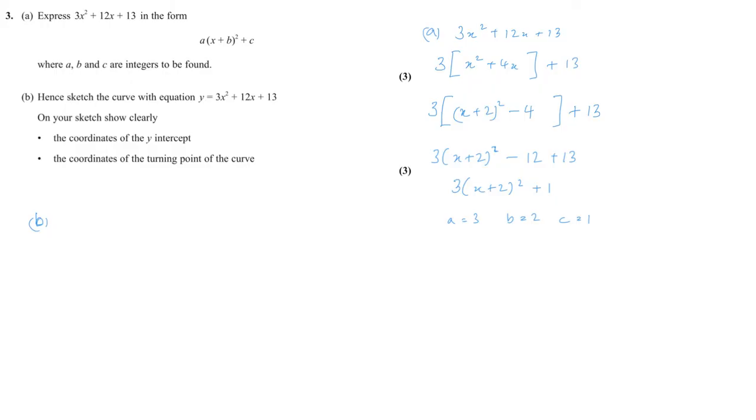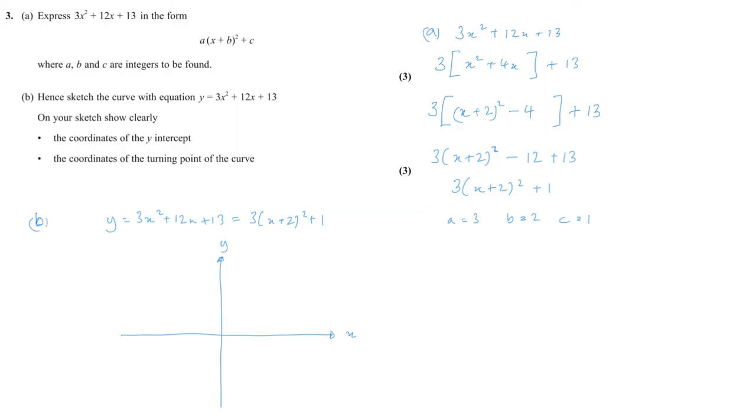Now, part B, hence or otherwise. Oh, it doesn't say otherwise, hence. Hence always means use the previous part in the question. It means it's going to make it easier for you. So that graph is going to be the same as 3 times x plus 2 squared plus 1. So sketch your x and your y axes. You can obviously use a ruler here.